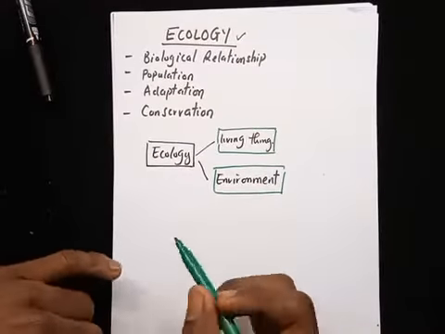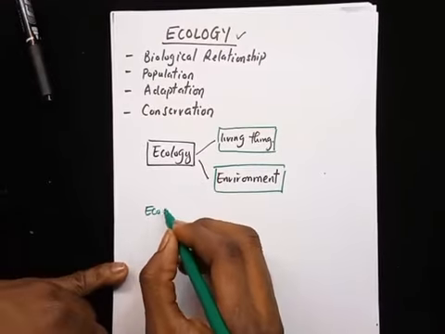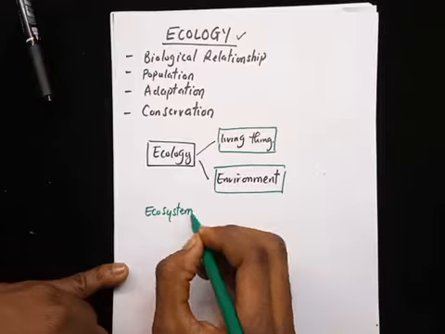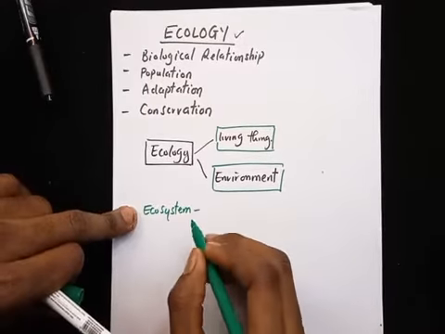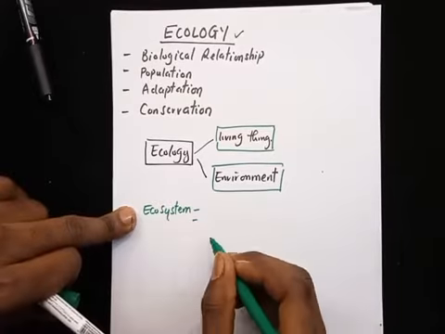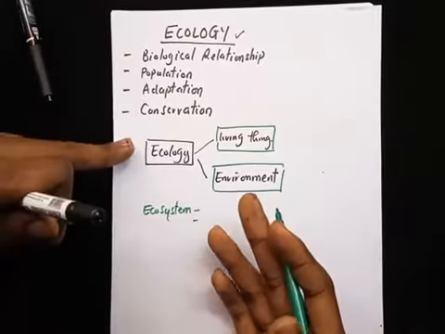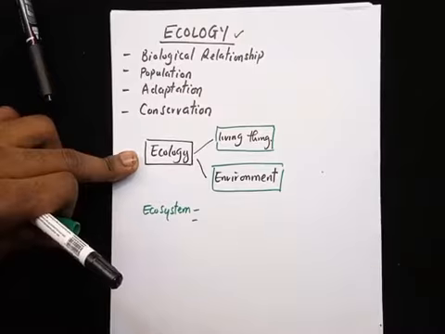Another thing that you're going to hear often is they'll ask you, what is an ecosystem? An ecosystem is a compilation of both the living and the non-living things in an environment. They're just playing around words. So ecology is the study of living things and their environment.